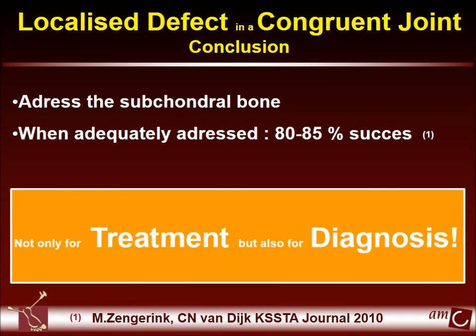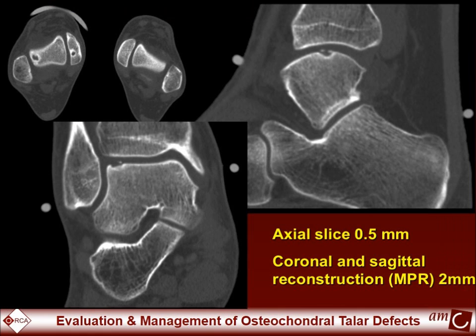And we've been publishing the results of MRI versus CT scan. We published in the British Journal of Bone and Joint Surgery. MRI and CT scan are as good for the diagnosis, but for the preoperative planning, I prefer the CT scan because it tells me what I have to do, which cyst I have to open, which fragments I have to remove.